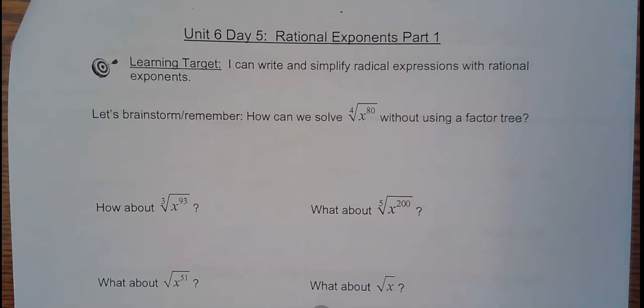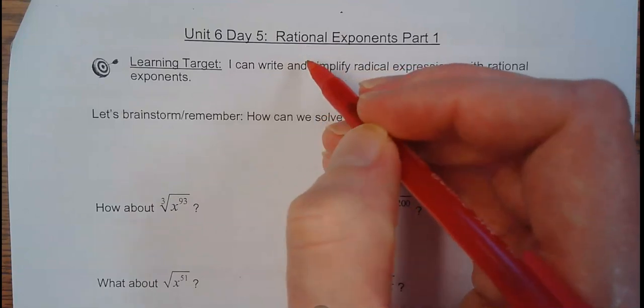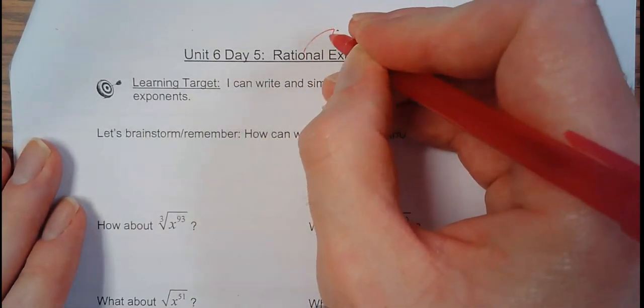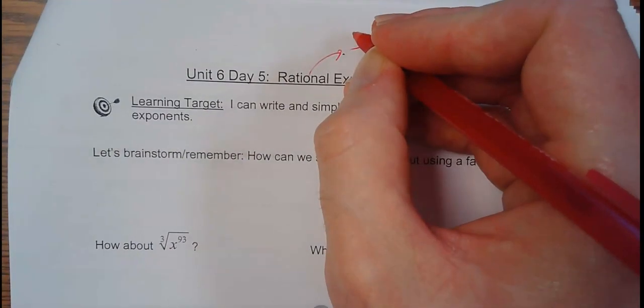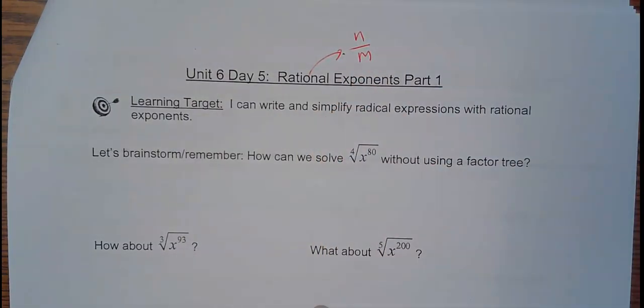Okay, today is Unit 6, Day 5, and we're going to talk about rational exponents, Part 1. Now, the word rational often gets forgotten. All rational means is that it can be written as a fraction, so some number, say n over m, or two letters, n and m, can be any number. If it can be written as a fraction, it's fractional, or it's rational.